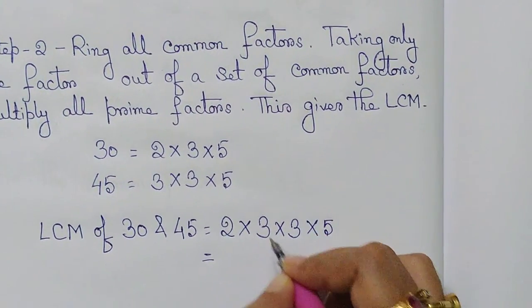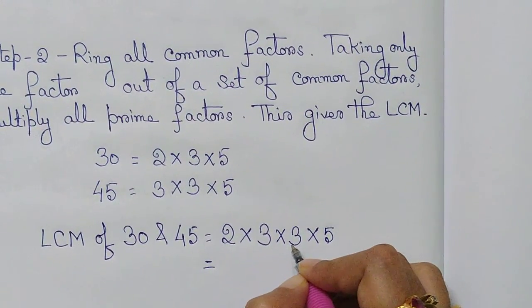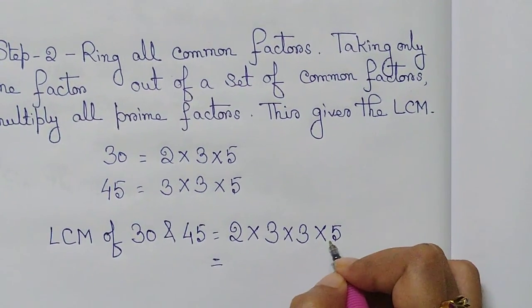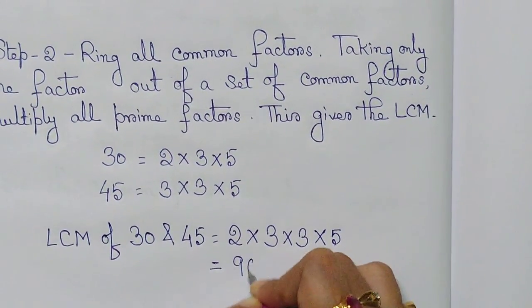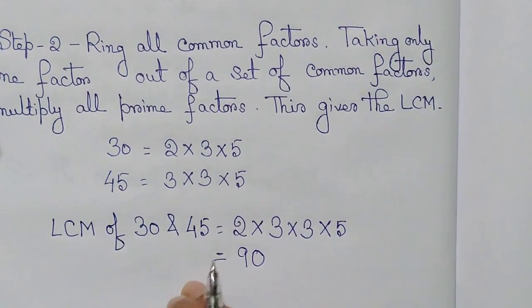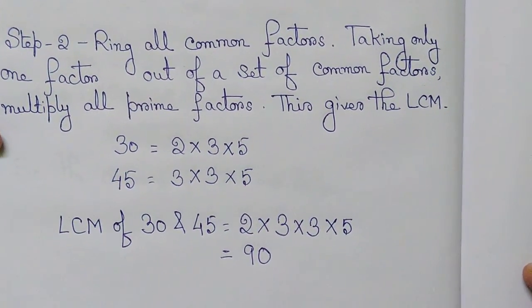So 2 into 3, that is 6. 6 3s are 18. 18 5s are, that is 90. So LCM of 30 and 45 is 90.